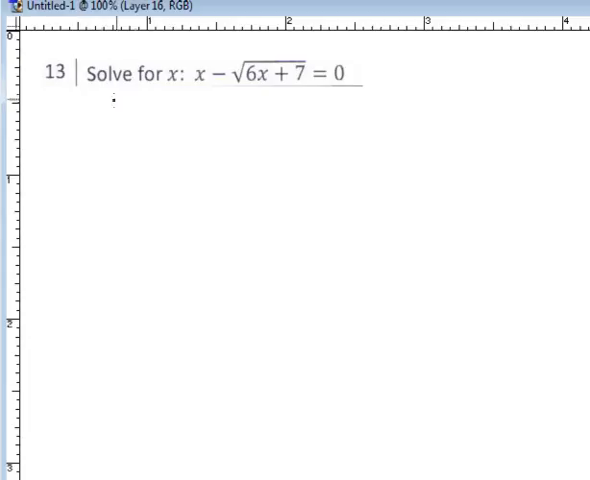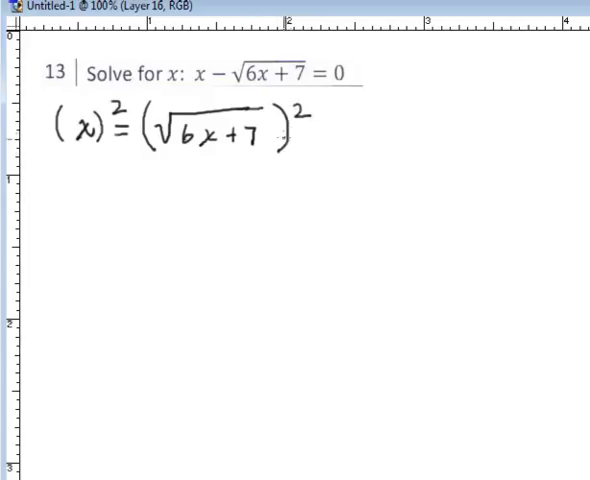Question 13 is a radical equation. We have a square root in there, and what we do is we solve for the square root, and then we square both sides. So let's do that. We'll add the square root to both sides. So we have that x is equal to the square root of 6x plus 7. So basically we're isolating the square root on one side. And then we're going to square both sides. Once we isolate the square root, squaring both sides will get rid of the square root.